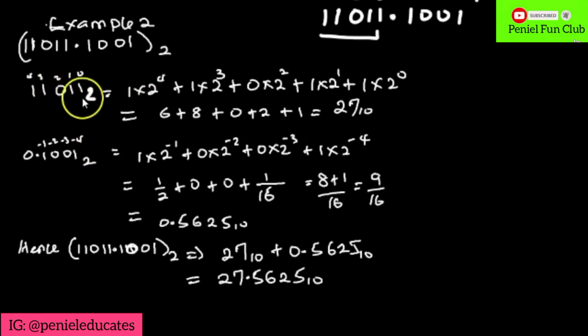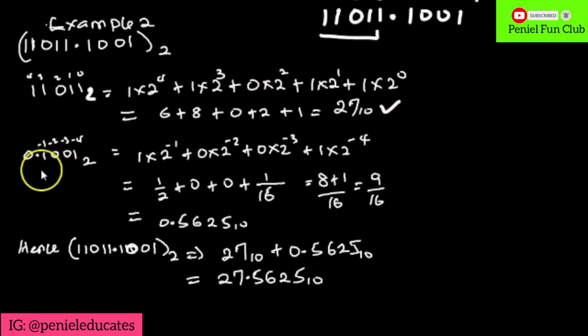Then this particular one times 2 raised to power 3. Then 0 times 2 raised to power 2. 1 times 2 raised to power 1. Then 1 times 2 raised to power 0. So if you add that together, you get this, which is 27.10.